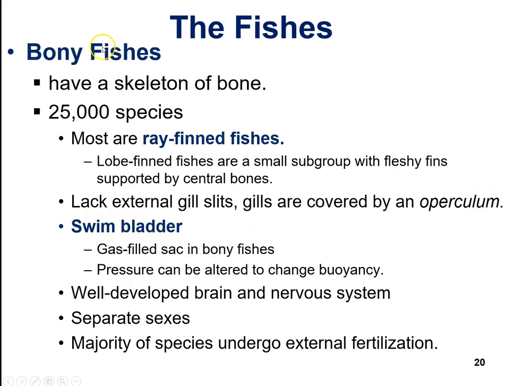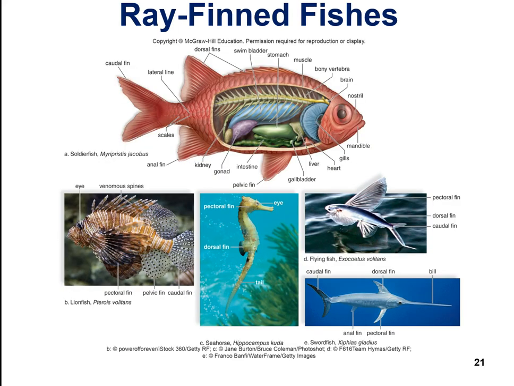So again, these are all characteristics of bony fishes. The swim bladder is a gas-filled sac in bony fishes. If the pressure is altered within that swim bladder, it allows the fish to change its buoyancy and go either deeper or closer to the surface. They also have a well-developed brain and nervous system, separate sexes, and most of these species undergo external fertilization, so the eggs are laid and fertilized externally.